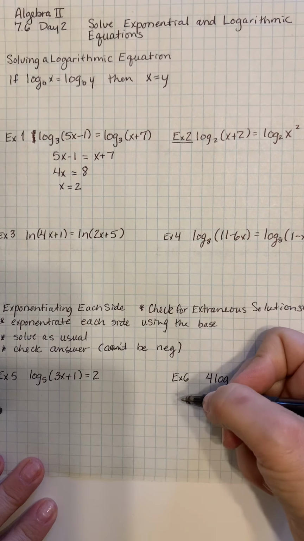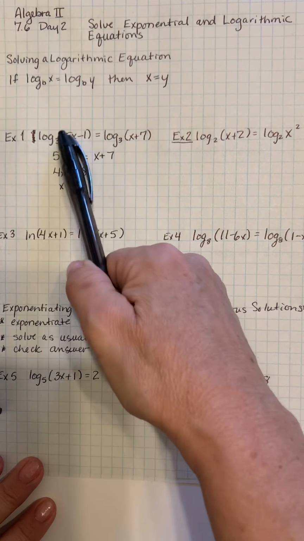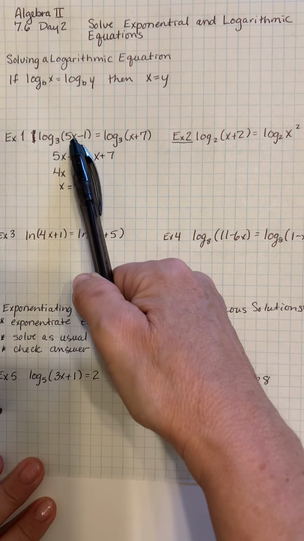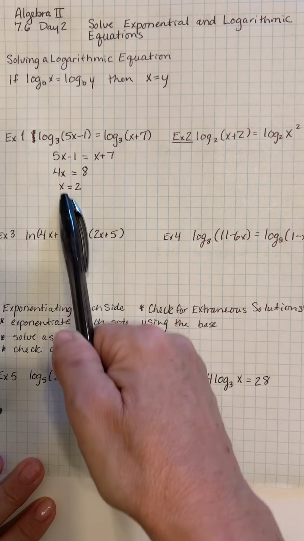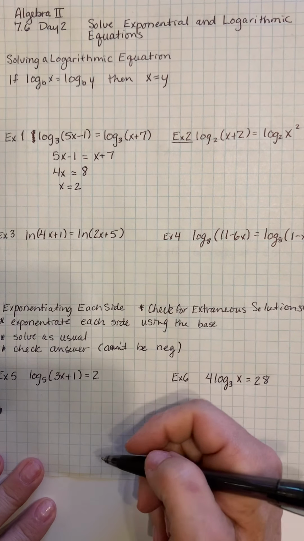Now the thing that we have to do here is we have to always check and make sure that our solution doesn't make the value inside negative, because we can't take a log base 3 of something and get a negative number. And 2 works. It doesn't make this negative and it doesn't make this negative.